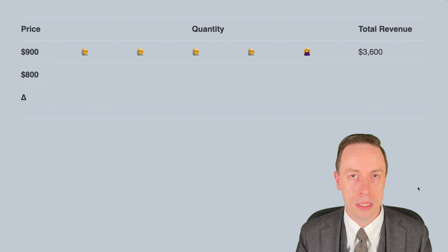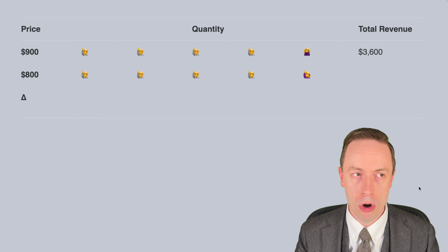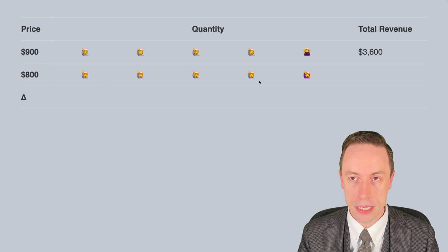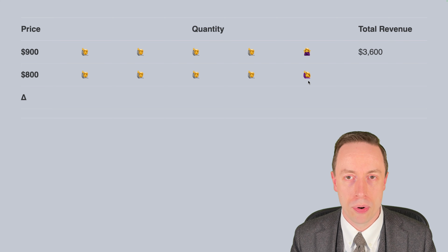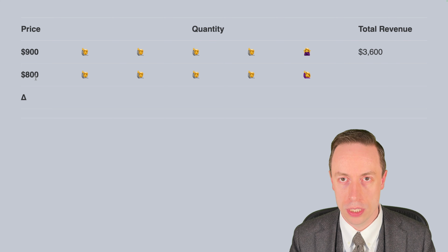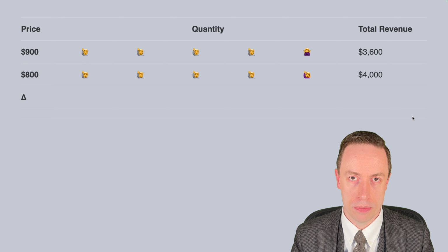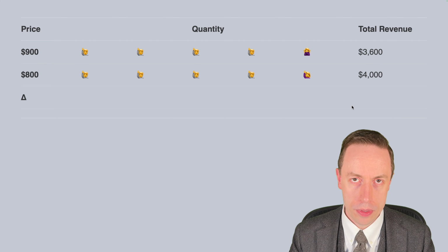Now we're going to go ahead and lower that price down to $800. So here we go at $800, of course, our previous 4 people, yes, yes, yes, yes. If they want to buy at $900, they're still buying at $800. And now we have 1 additional customer here that says, okay, yes, I'm also in. Let's go ahead and buy the product. So let's count it. 1, 2, 3, 4, 5 customers, $800 each. We're getting $4,000 worth of revenue, right? So we've got a 5th customer.